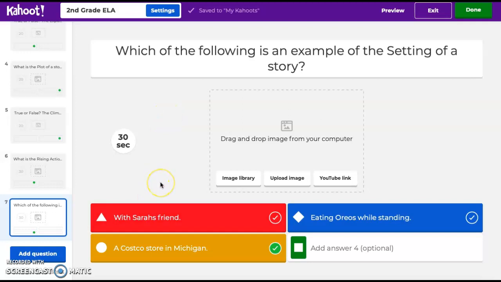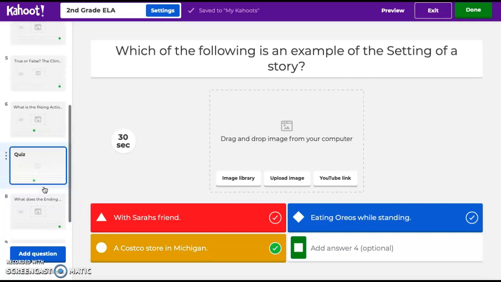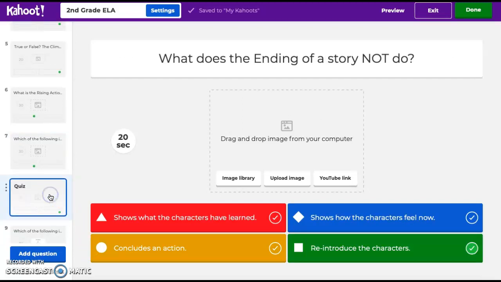Setting is where the story takes place. Could a story take place with Sarah's friend? That's not really setting. Eating Oreos while standing, a story can't really take place there, but a story could take place at a Costco store in Michigan. This gives a location, which is a good example of where a story could take place, and so that is the correct answer.